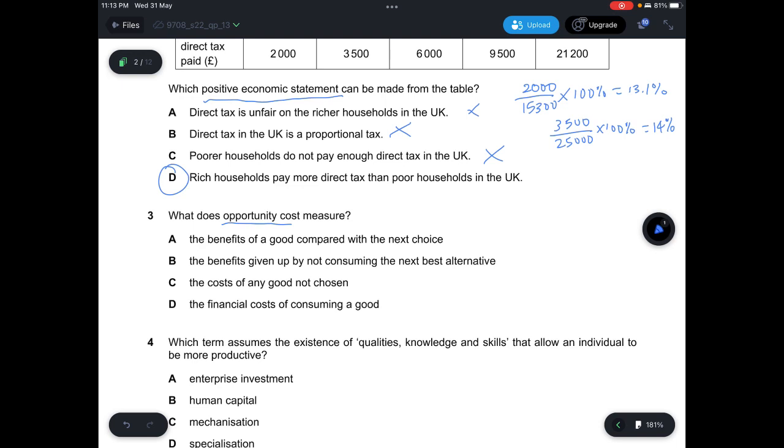So A says the benefits of a good compared with the next choice, which is not correct. B says the benefits given up by not consuming the other best alternative. So this is correct. C says the cost of any good not chosen, which is not correct. And D says the financial cost of consuming a good, which is also not correct. So the one closest to the definition I've given just now would be B.